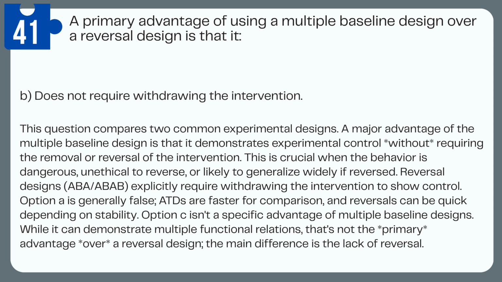ABA/ABAB explicitly require withdrawing the intervention to show control. Option A is generally false. ATDs are faster for comparison, and reversals can be quick depending on stability. Option C isn't a specific advantage of multiple baseline designs. While it can demonstrate multiple functional relations, that's not the primary advantage over a reversal design. The main difference is the lack of reversal.